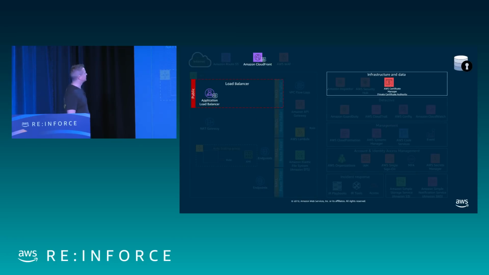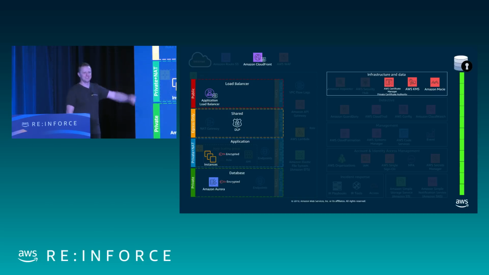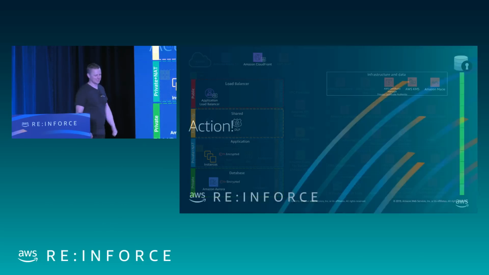Right, so let's build it out. We've got Certificate Manager on CloudFront and the Application Load Balancer. We've got our optional DLP if we need it. And then we're encrypting our volumes for the instances and for Aurora. And now I'm all green. I have no critical issues anymore.